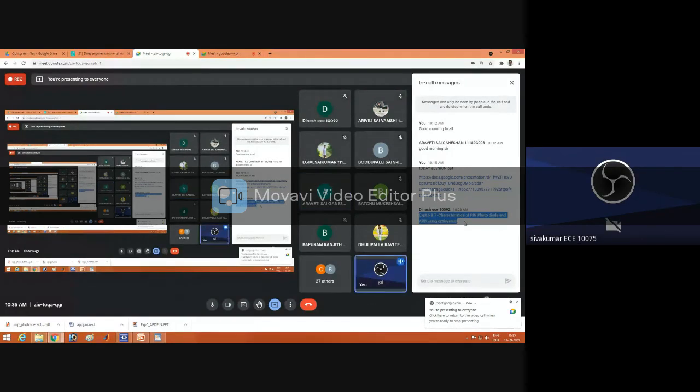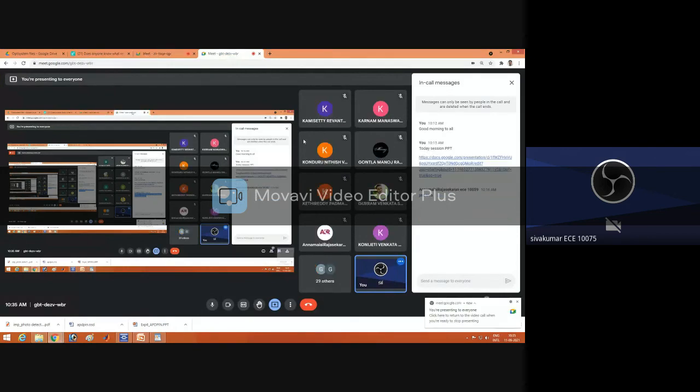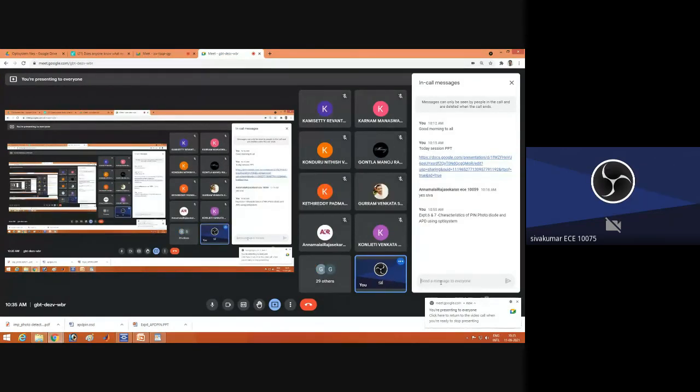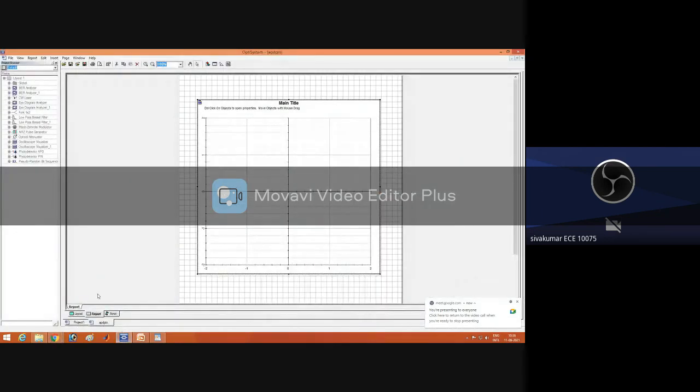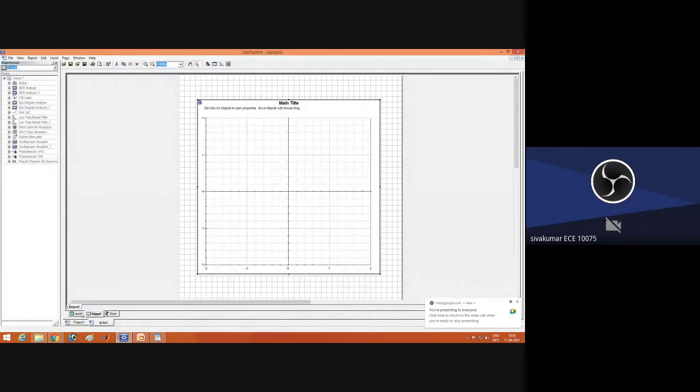Okay, you make it as two experiments here for B section students. You just make the title like this: experiment 6 and 7, characteristic of pin photodiode and avalanche photodiode using OptiSystem. Okay, here you make it as experiment number 6 and 7. These are two experiments covered in this unit. At the time of examination, we are asking the first one.